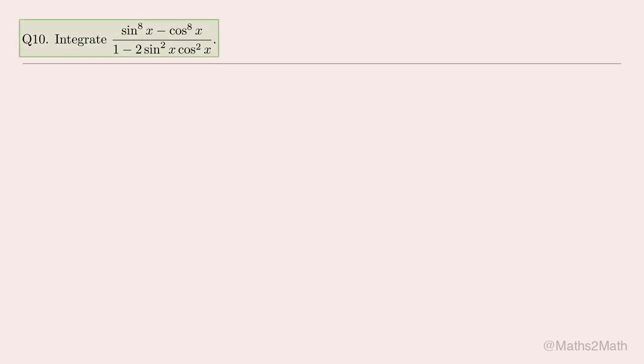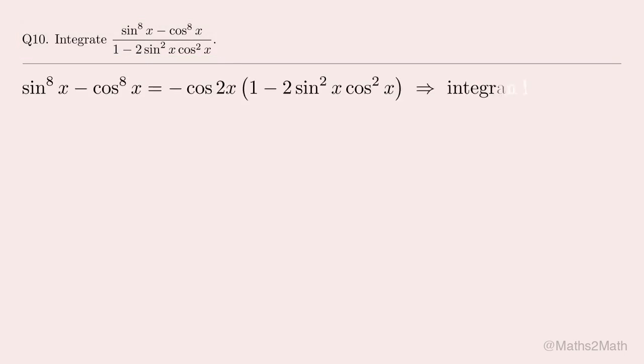Question 10. The 8th powers factor as a difference of 4th power squares. The denominator is exactly one of the factors. The numerator factors into sine 4th minus cosine 4th times sine 4th plus cosine 4th. The second factor equals the denominator, and the first is minus cosine 2x. Integrate the cosine.